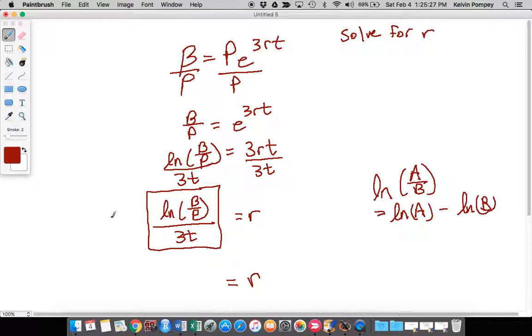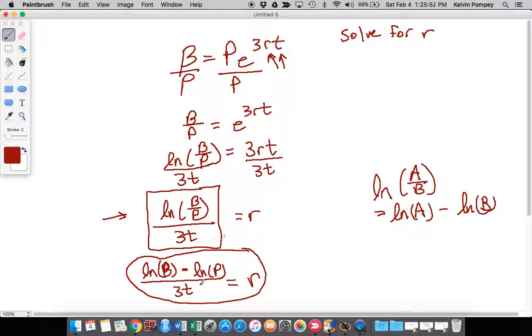Now, if this were a test, you could stop right here, and that's perfect for me. But Wiley Plus is very particular, right? So I'm going to do the natural log of B minus the natural log of P, all over 3t. Now, I'm not sure if Wiley Plus had you solve for r or t here, but you're going to get a similar solution depending on which variable they asked you to solve, and it should be written this way here. All right, sorry about any of the confusion. But that concludes this video. I hope it's helpful as you continue to study for your test.